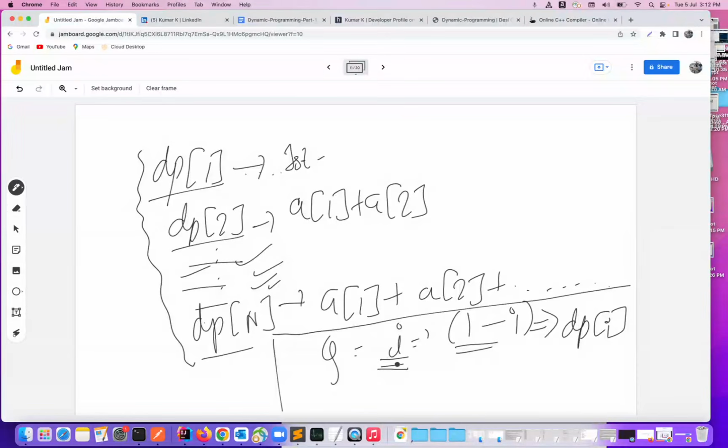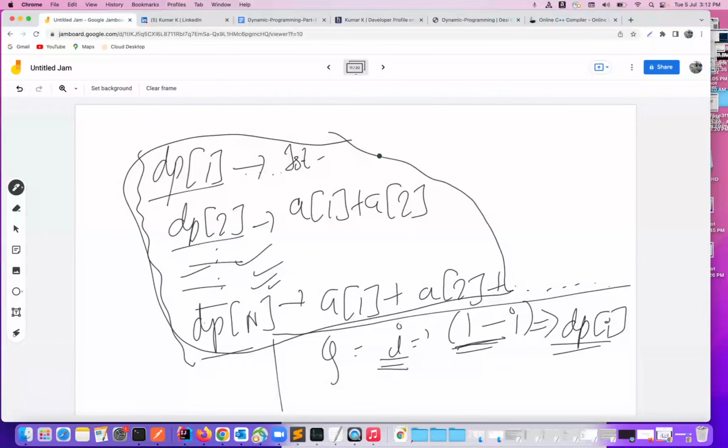The query of I means what? What was the meaning of the question? They wanted the sum of numbers from 1 to I, and the sum of numbers from 1 to I is nothing but DP of I, and DP of I is already calculated. It's already been calculated here. So to answer this query, we don't have to do anything. We just have to print DP of I, and this takes O of 1 time. So for one query, it takes O of 1 time.